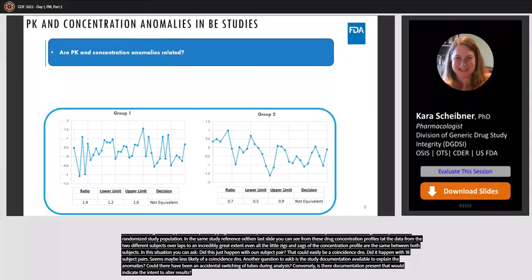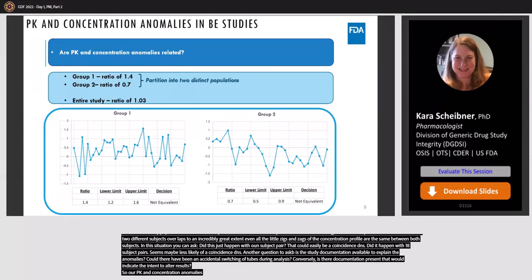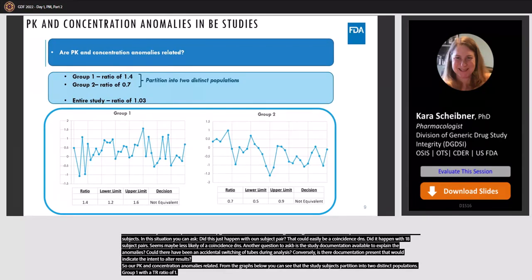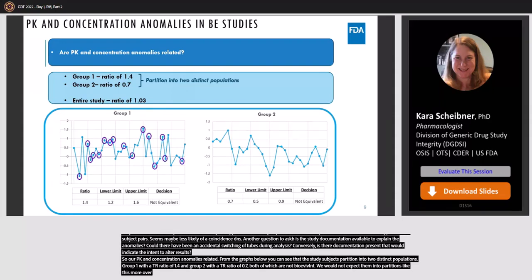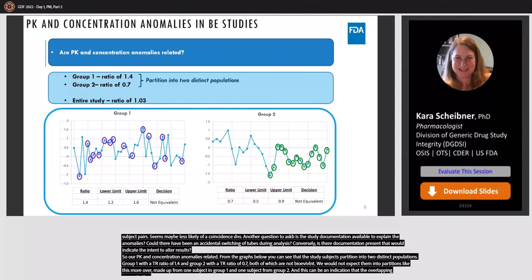So are PK and concentration anomalies related? From the graphs below, you can see that the study subjects partition into two distinct populations. Group 1 with a TR ratio of 1.4 and Group 2 with a TR ratio of 0.7, both of which are not bioequivalent. Again, we would not expect a randomized population to partition into distinct populations like this. Moreover, the overlapping subject pairs detected in the previous slide were made up from one subject in group 1 and one subject from group 2. And this could be an indication that the overlapping concentrations are related to the observed PK anomaly.